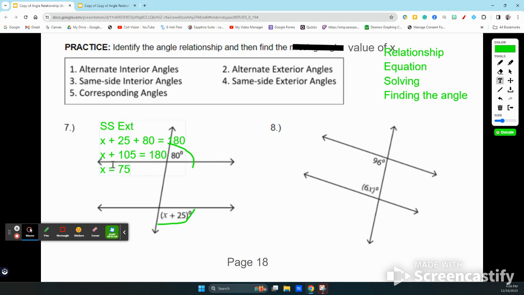Then I'm going to take that value for x and substitute it in down here. So I'm going to put 75 in for this x. So 75 plus 25 will give me this angle measure. Because if I notice, 75 plus 80 does not equal 180. But when I substitute in x, I get 100. So if this angle is 100 degrees, then it's supplementary to the 80-degree angle.